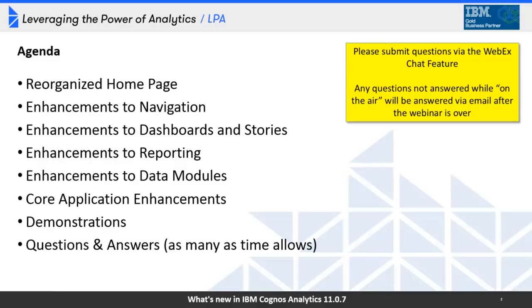Our agenda today is going to begin with talking about how the home page and navigation have changed. There have been significant updates to the navigation and the look of the home page in Release 7, especially as compared to releases 0 through 6. So we'll go through those. Then I'll talk about the enhancements to the world of dashboards and stories, the changes to the world of reporting. We'll move on to enhancements in the data modules area. Then a whole list of other enhancements that don't fall into any of those areas. And as I go, I'm going to do as many demonstrations as I can to show you these changes and give you a good feel for them.